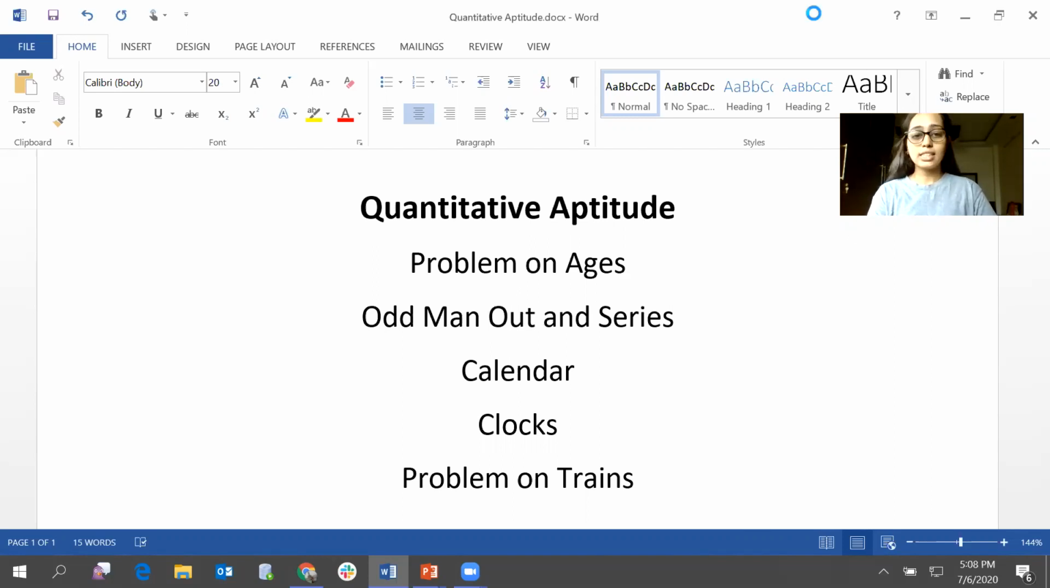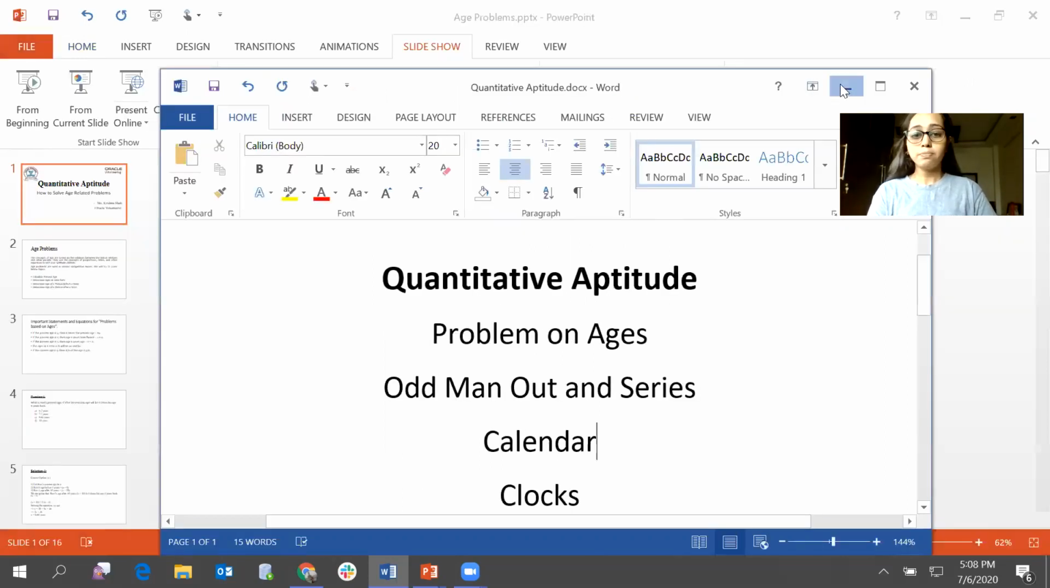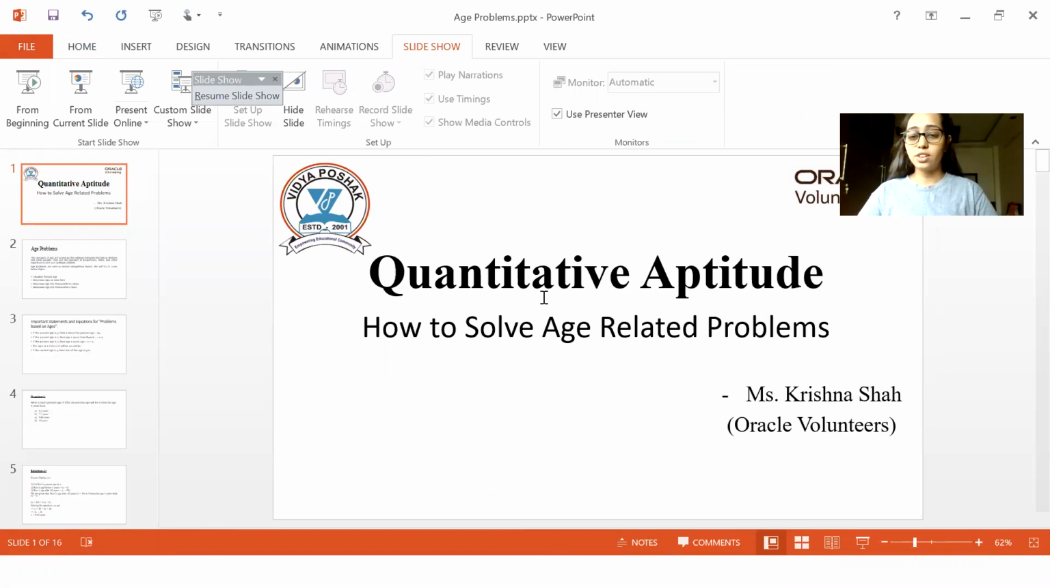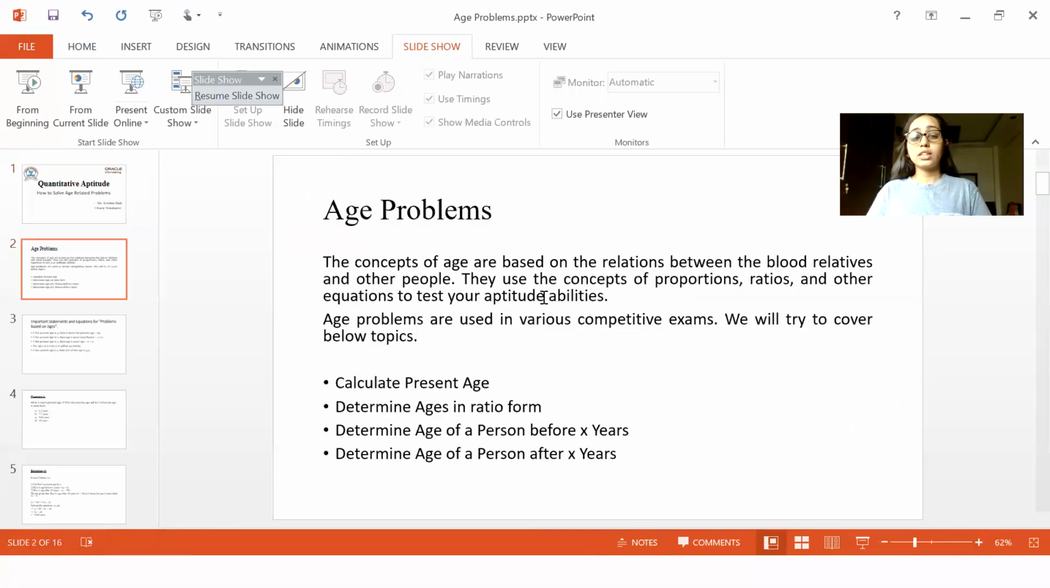So let's start with the first topic, that is problems on age. The concept of age related problems is basically the relation between relatives or the people you are bonded with. The questions are asked in such a manner that: what should be the age of the person if he is 10 years younger than you after 5 years? Such questions are usually asked in various competitive exams, and also at interview levels.